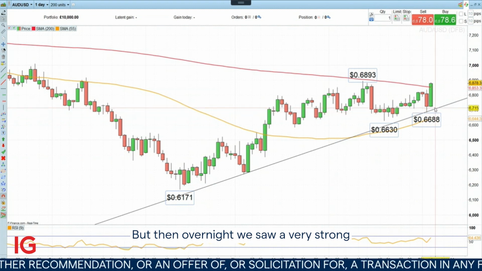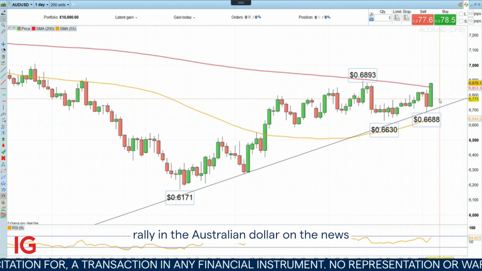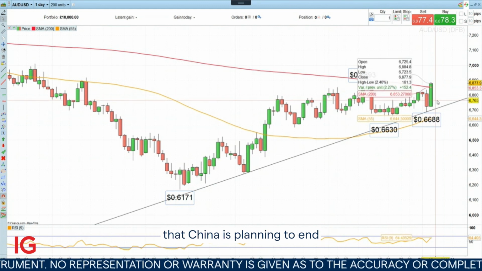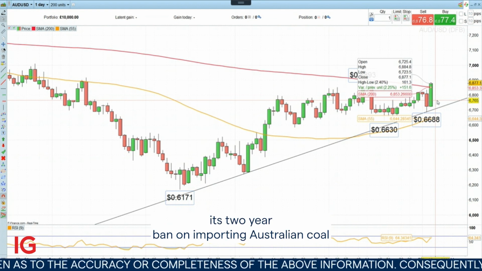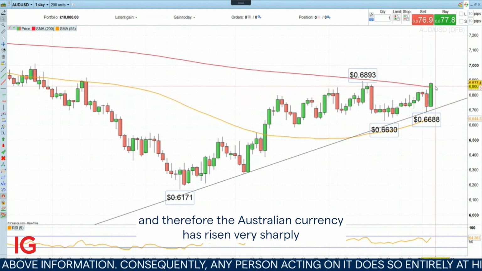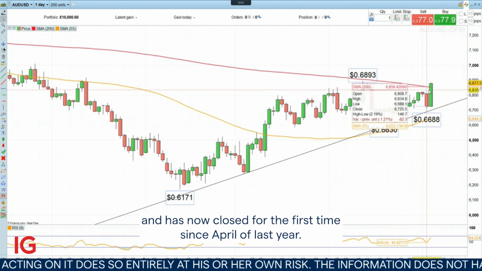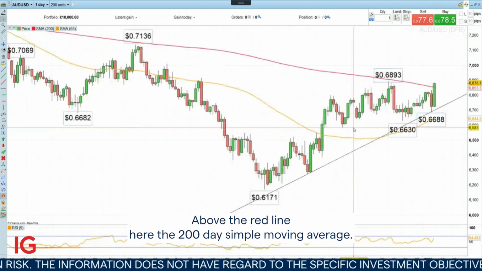But then overnight, we saw a very strong rally in the Australian dollar on the news that China is planning to end its 2-year ban on importing Australian coal. And therefore, the Australian currency has risen very sharply and has now closed for the first time since April of last year above the red line here, the 200-day simple moving average.